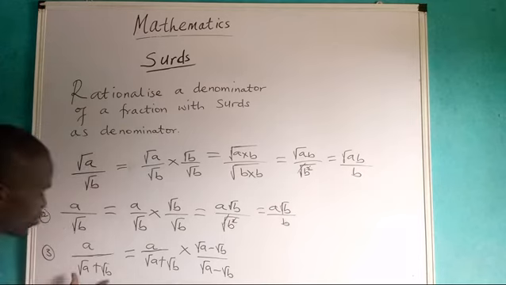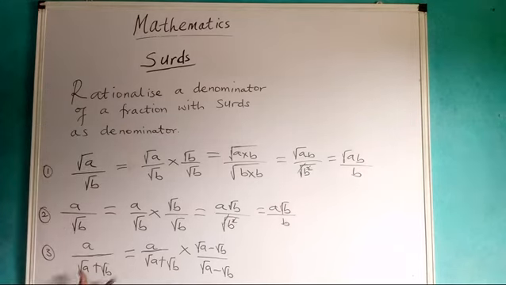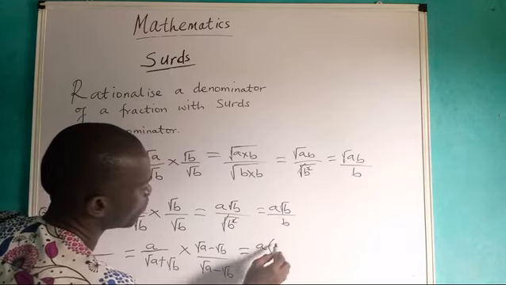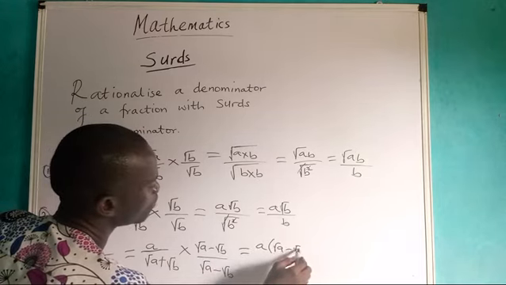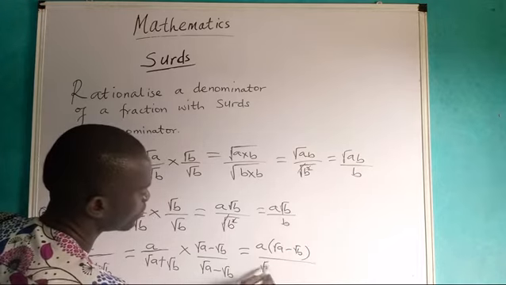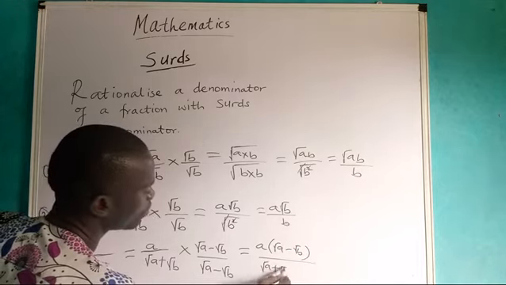I will simply take the conjugate here. After taking it, I will use it to multiply the fraction. That is what I have here now. For this one, I will multiply by root A minus root B, all over root A plus root B. We have two terms in each.